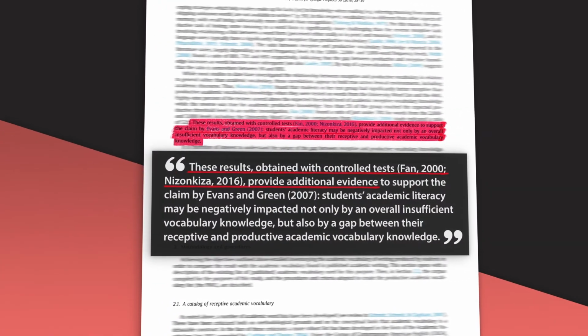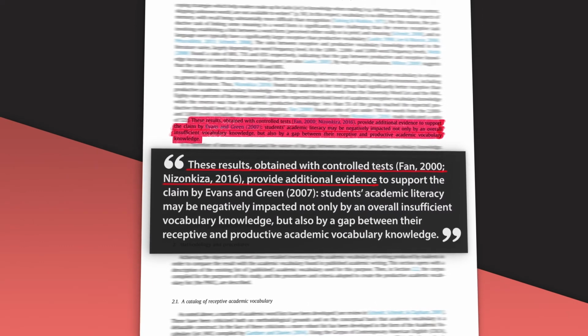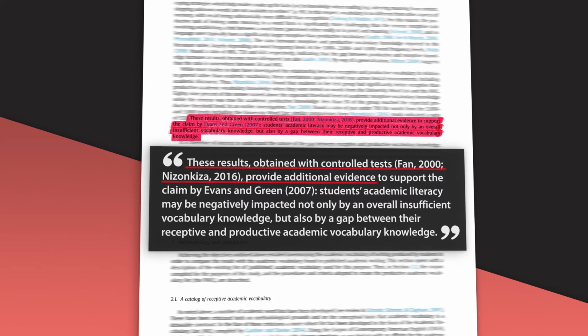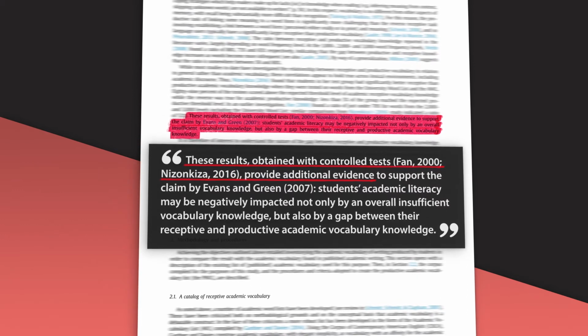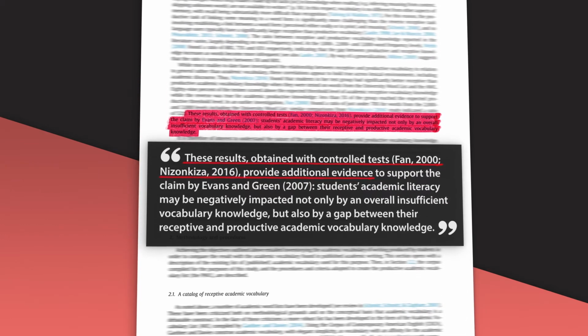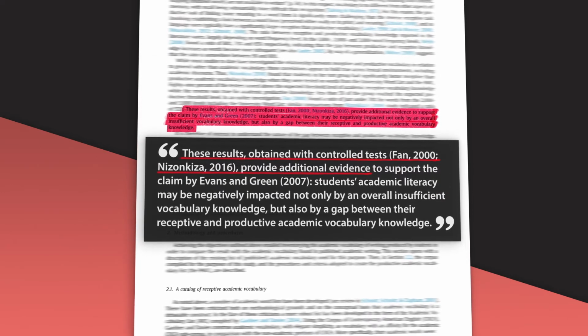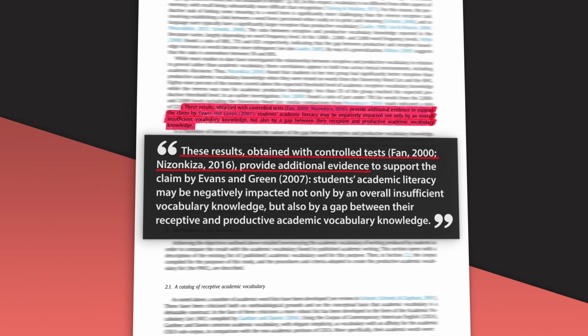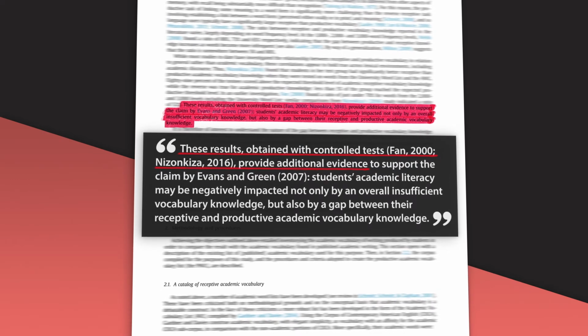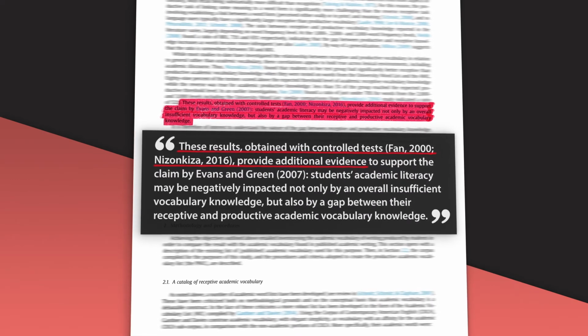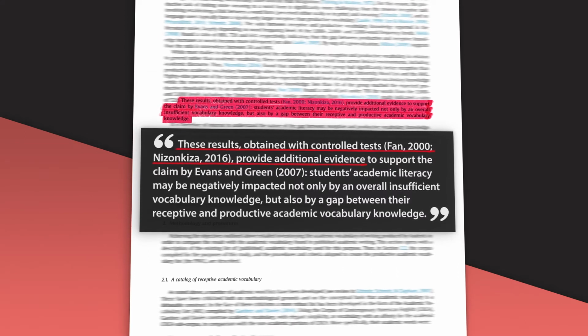These results, obtained with controlled tests, Fan 2000 and Nizonkiza 2016, provide additional evidence to support the claim by Evans and Green 2007. Students' academic literacy may be negatively impacted not only by an overall insufficient vocabulary knowledge, but also by a gap between their receptive and productive academic vocabulary knowledge. Alternatively, it may involve paraphrasing, that is, retelling a specific point from the source in a different way.